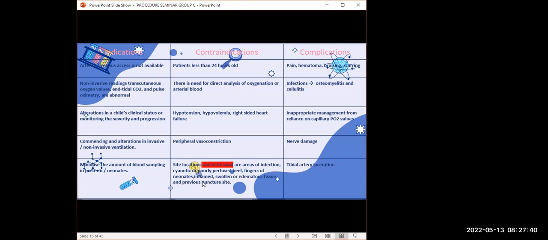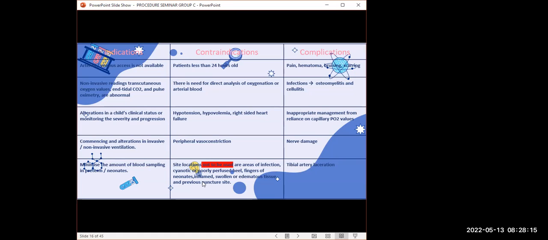For the contraindications, it is contraindicated to be done in patients less than 24 hours old, or when there is a need for direct analysis of oxygenation. For example, if we need adequate information about the oxygenation of the patient. When the patient is hypotensive, hypovolemic, as well as has right-sided heart failure. And next is peripheral vasoconstriction, and there are also sites or locations that cannot be used for injection, such as cyanotic areas, fingers of the neonates, or any inflamed or edematous tissue.